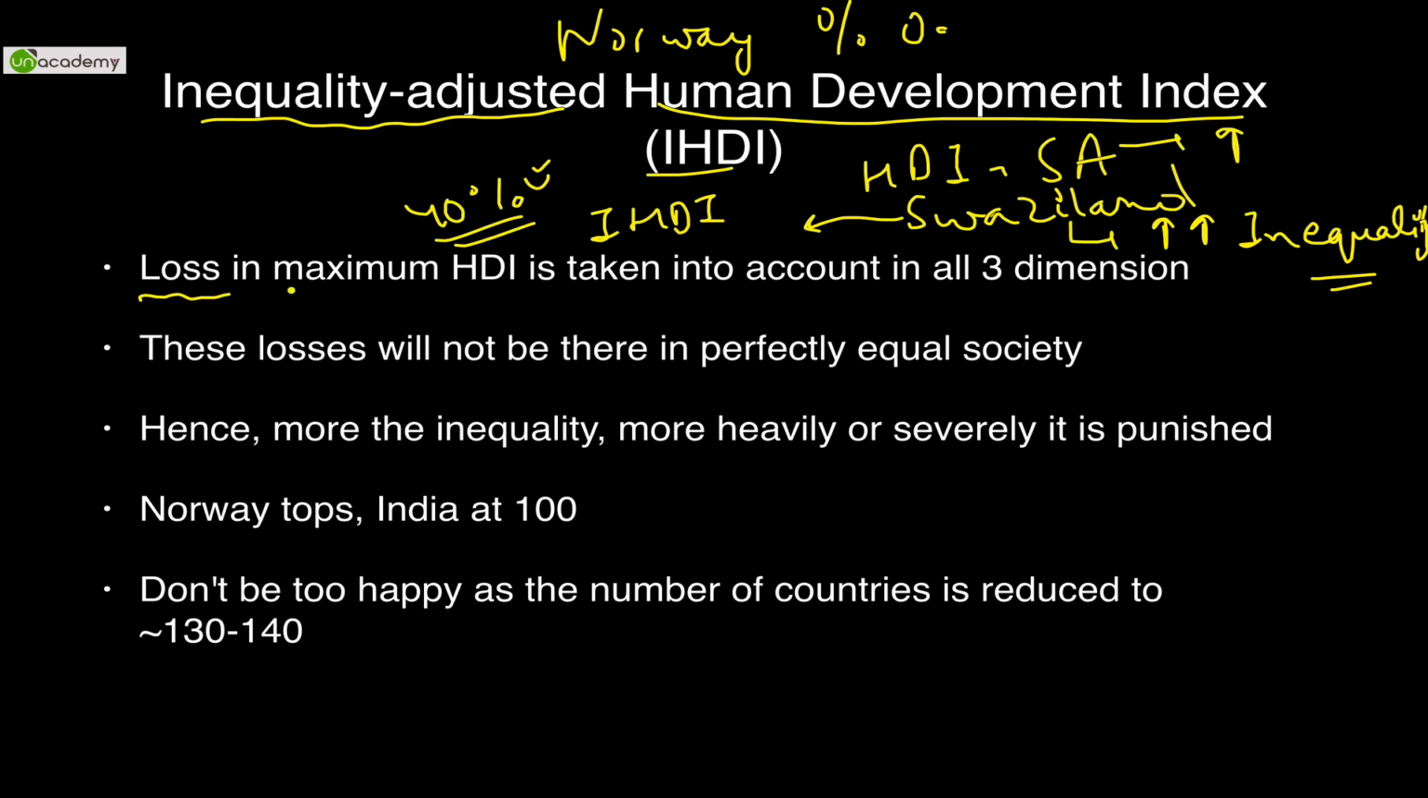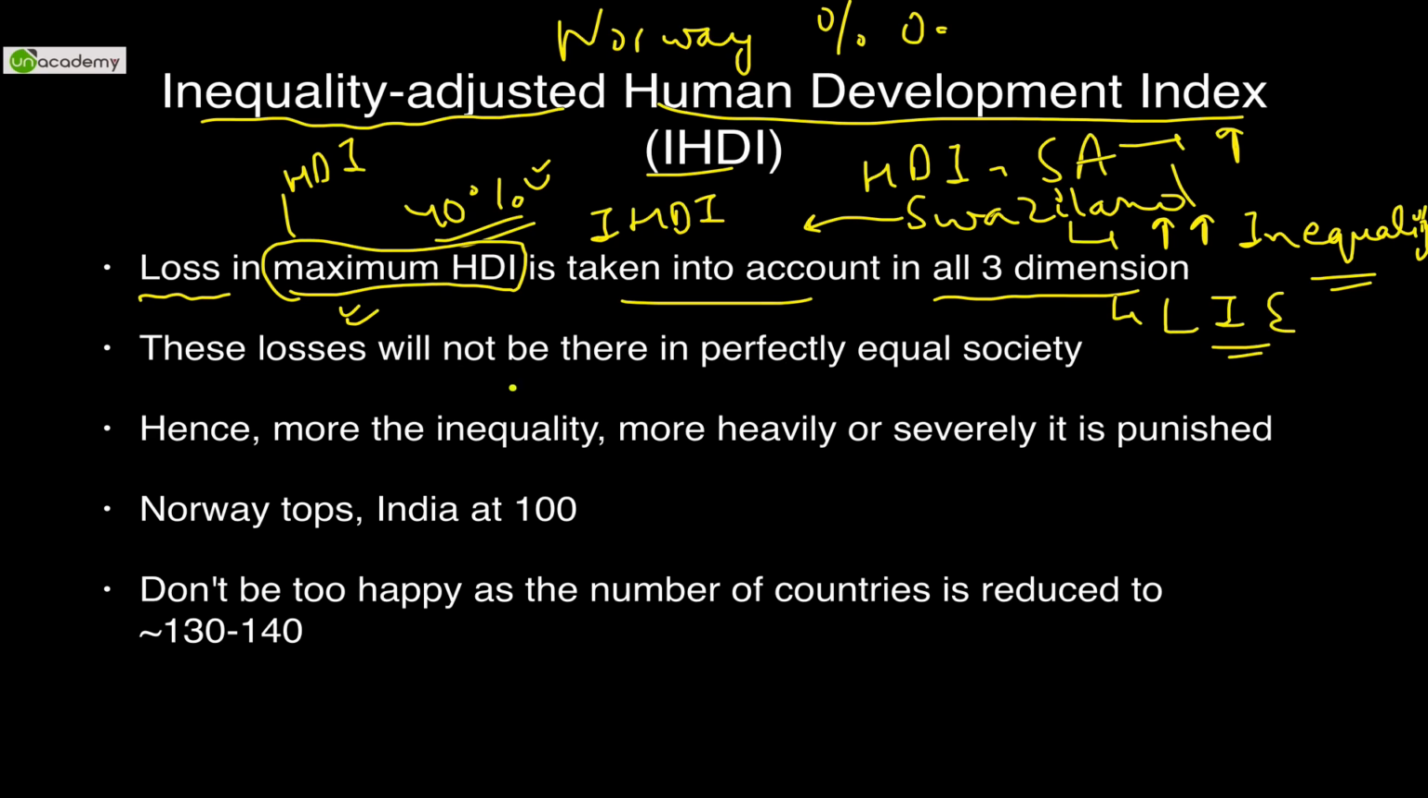So basically it is the loss in maximum possible HDI. The maximum possible HDI is denoted by HDI itself. So its loss is taken into account by IHDI in all the three dimensions, that is life expectancy, income and education. These losses will not be there, again, I repeat, in a perfectly equal society. So if a society is absolutely perfectly equal, you will not find such losses at all. Like in Norway, you will find hardly any loss.